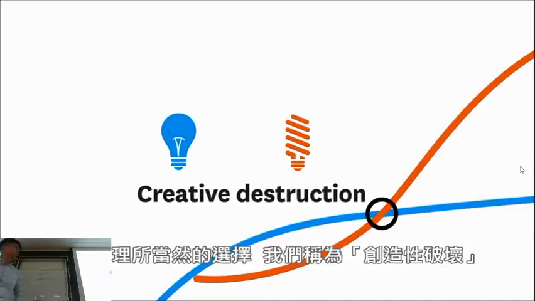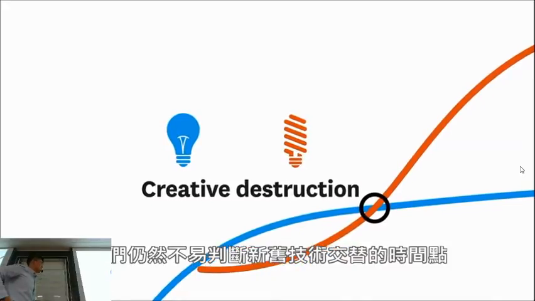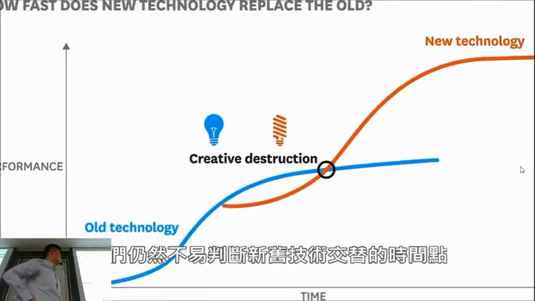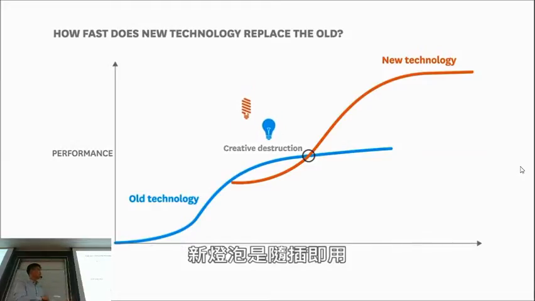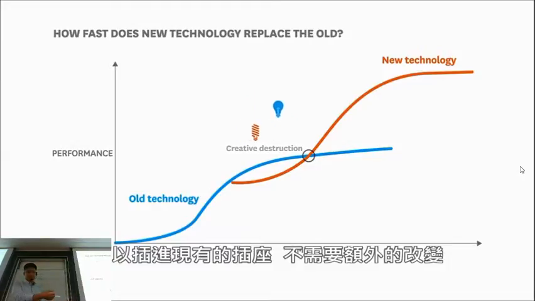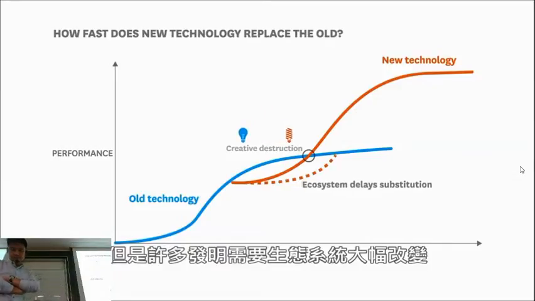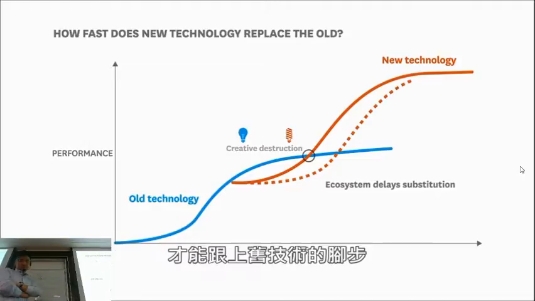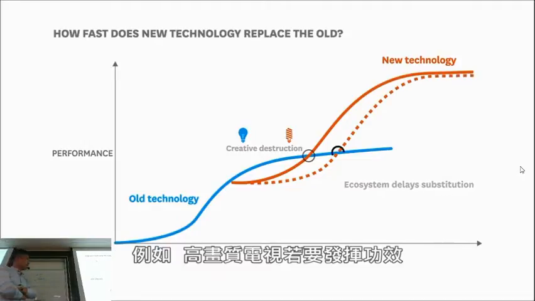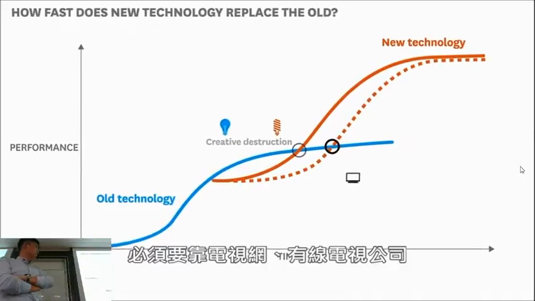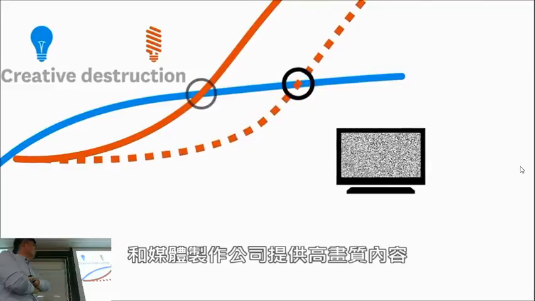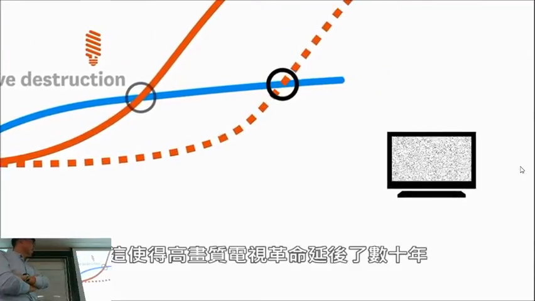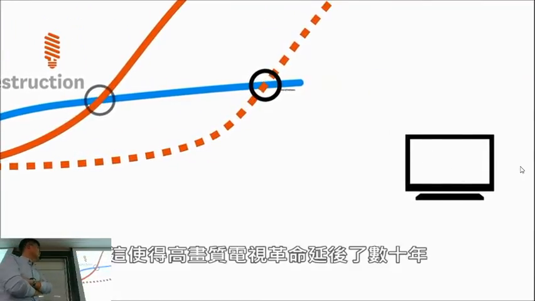Let's call this creative destruction. The reason we still struggle with the timing of substitution is because we must also consider the ecosystem of the technology. New light bulbs are plug and play. They fit in your existing socket with no additional changes. But many inventions require a massive shift in their ecosystem in order to catch on. HD TVs, for instance, are no good unless TV networks, cable companies, and media producers are also able to provide high-definition content. So this slowed down the HD TV revolution by decades.